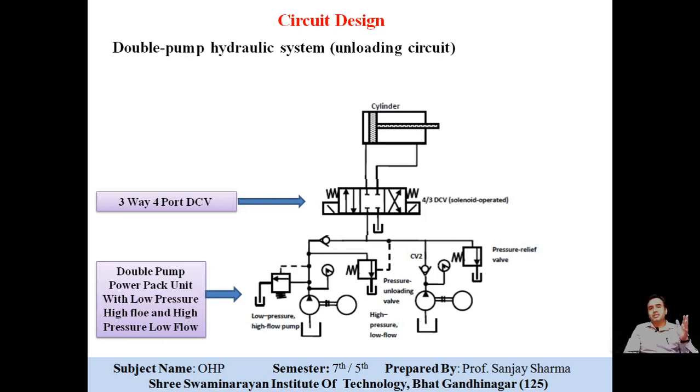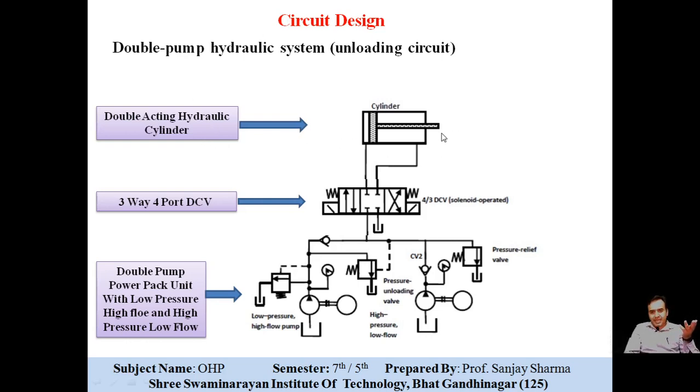Now this is again the double acting hydraulic cylinder. A die or punch die is attached to this rod so that it can operate for the shearing operation.